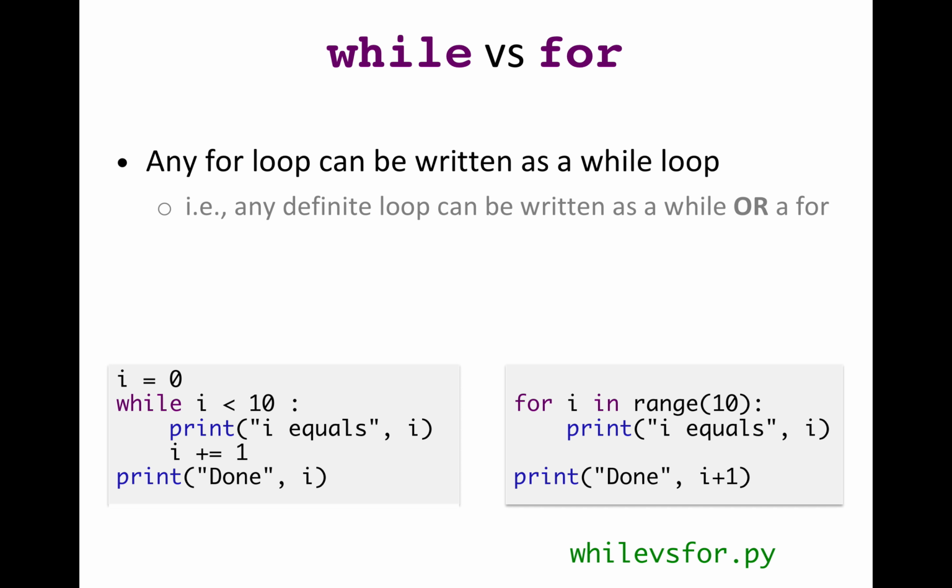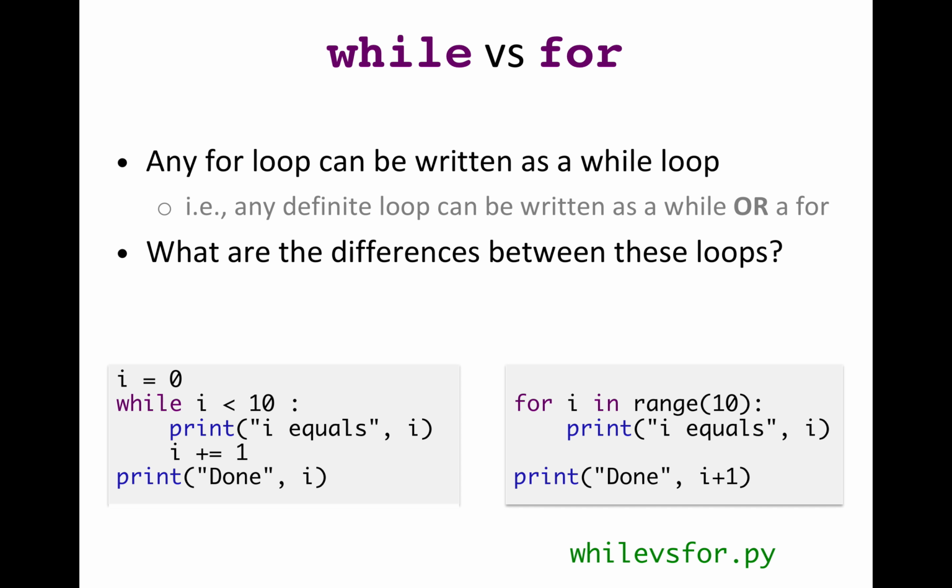So for example, any definite loop. This is a loop where we know in advance how many times it will execute. Any definite loop can be written as a while or a for. And down below we have two code examples, one using while, one using for, both of which output the exact same thing.